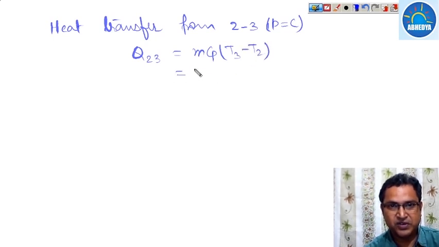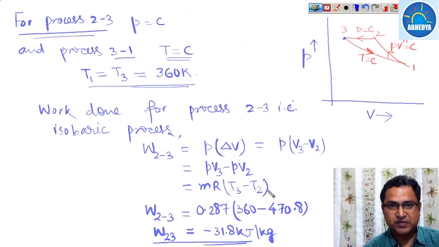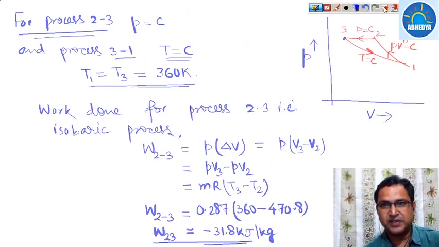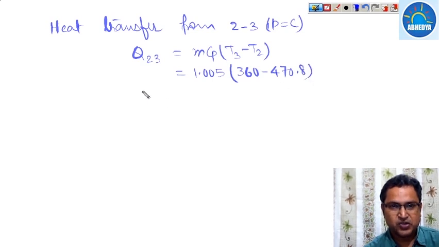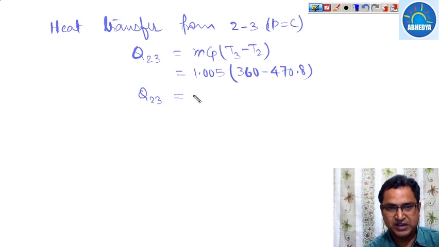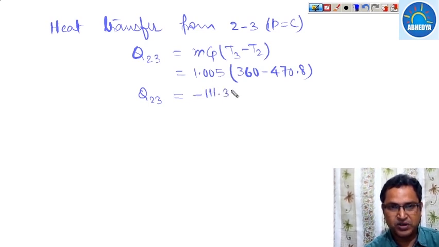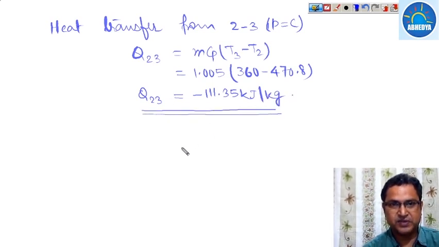So what is the value of Cp? 1.005. T3, what was T3? T3 is 360 minus 470.8. So Q from 2 to 3 comes to be minus 111.35 kilojoule per kilogram. So this is the heat transfer for process 2 to 3.